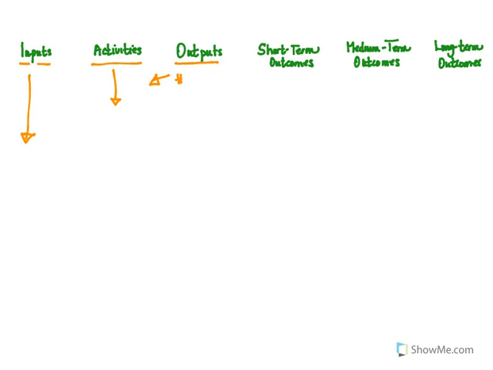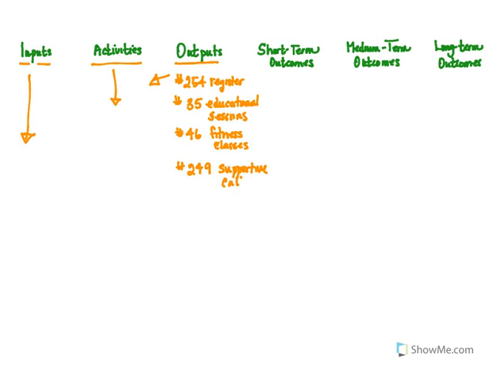So I might say that we had 254 people register, and we had 35 educational sessions. So just straight numbers. They don't tell us anything beyond the numbers. And then I might say we had 46 fitness classes and 249 supportive phone calls or coaching phone calls. So you're going to keep listing all those.